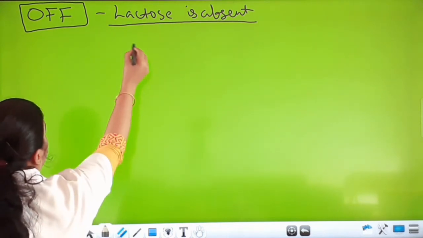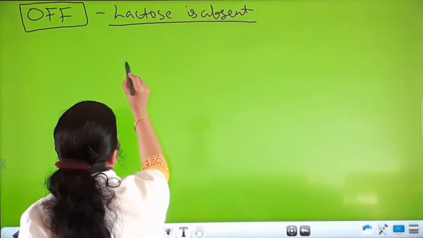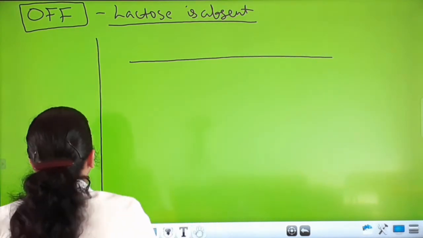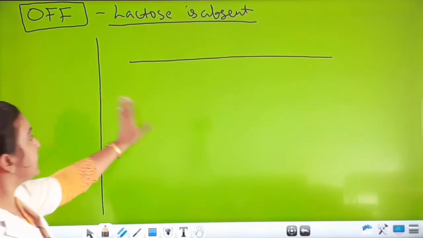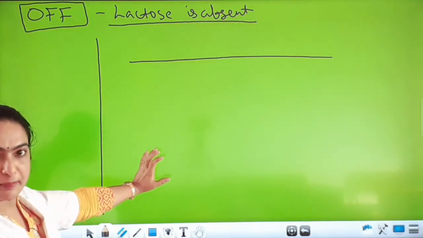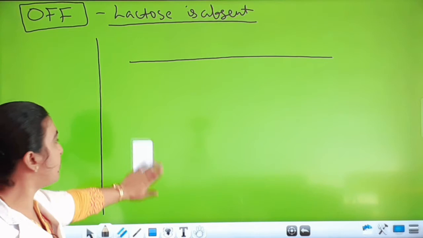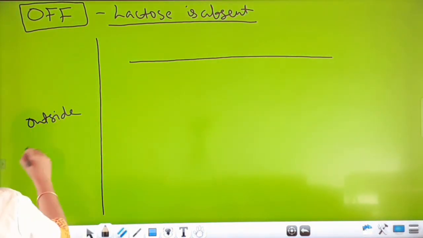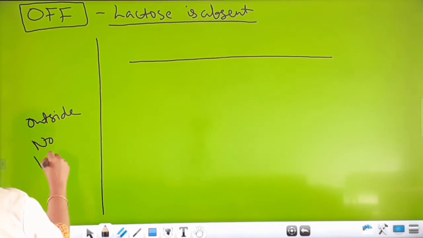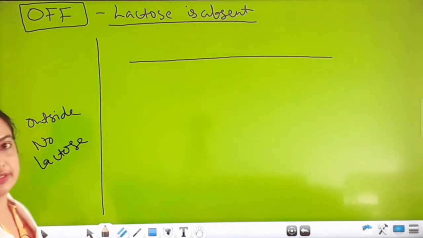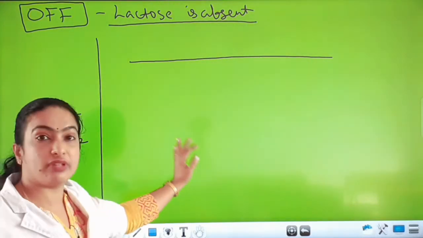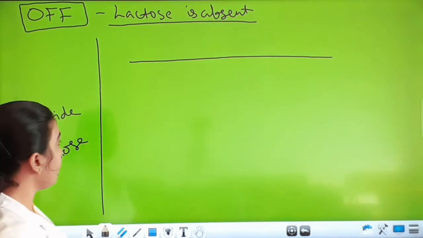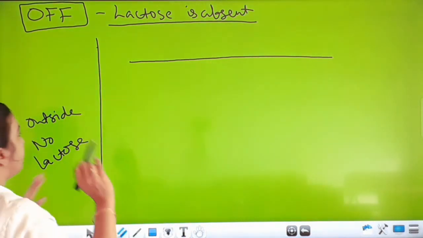Suppose this is a membrane. So we can see, this is the outside medium, and inside is the prokaryotic cell. Suppose this is the cell membrane of the prokaryote and this is the outside medium. Outside, there is no lactose actually. No lactose here, so the lactose cannot enter through the membrane.